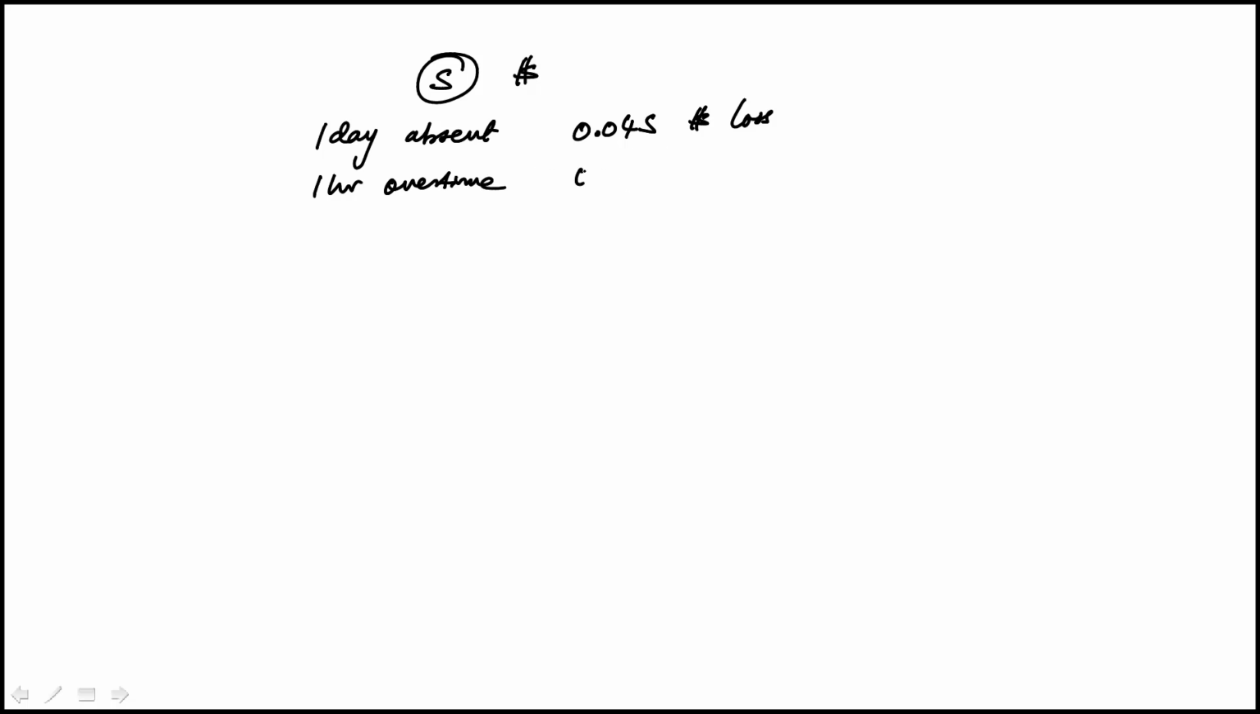So here I'm going to say that his monthly salary is S dollars. So for each day that he's absent, so one day if he's absent, he will lose 0.04 S dollars. So that's the loss or forfeit. And for every hour, 1 hour overtime, he receives 1%, so 0.01 S gain.